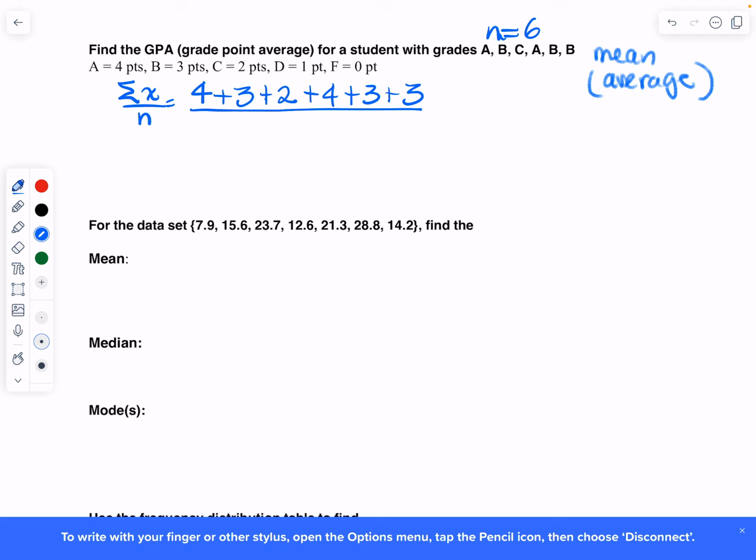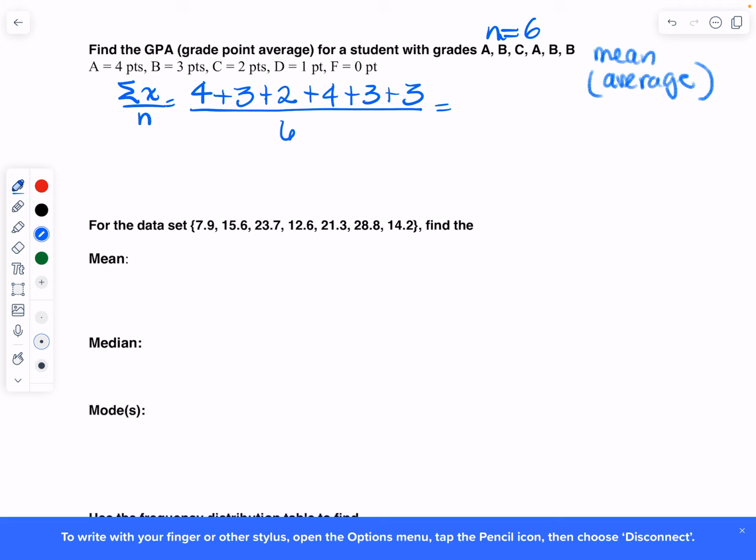So let me just make sure I got that. Their grades were A, 4. B, 3. C is worth 2. A is worth 4. B is worth 3. And B is worth 3. Okay, we're good to go. Divided by 6. So we should have 6 data points over 6. Okay, so we add this up.